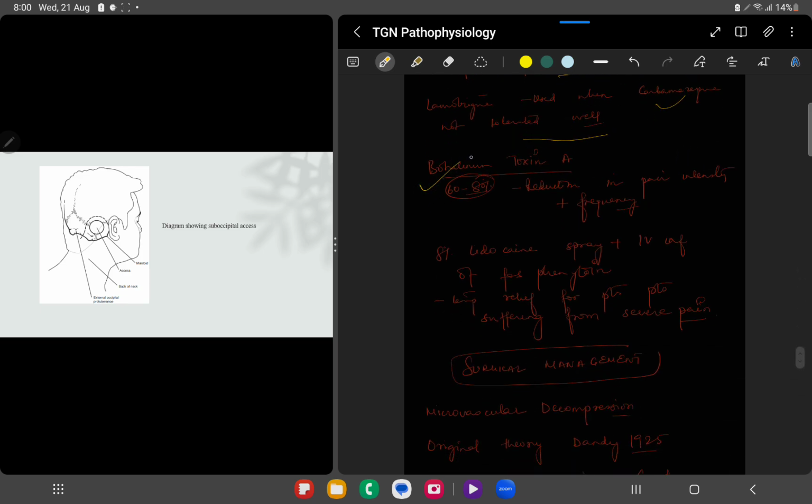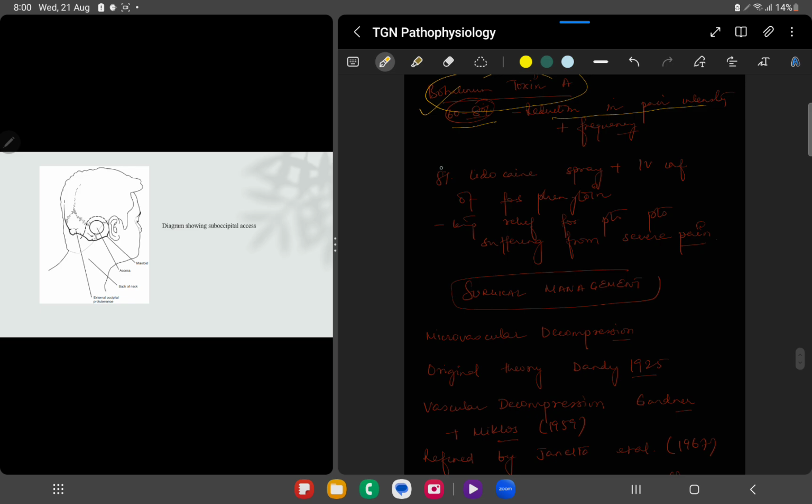Now, botulinum toxin A, which is used a lot for various purposes like fillers and aesthetic purposes, is also used here. It gives 60 to 80% reduction in pain intensity and frequency. Another new advancement is 8% lidocaine spray with IV infusion of fosphenytoin, which has given temporary relief for patients suffering from severe pain.